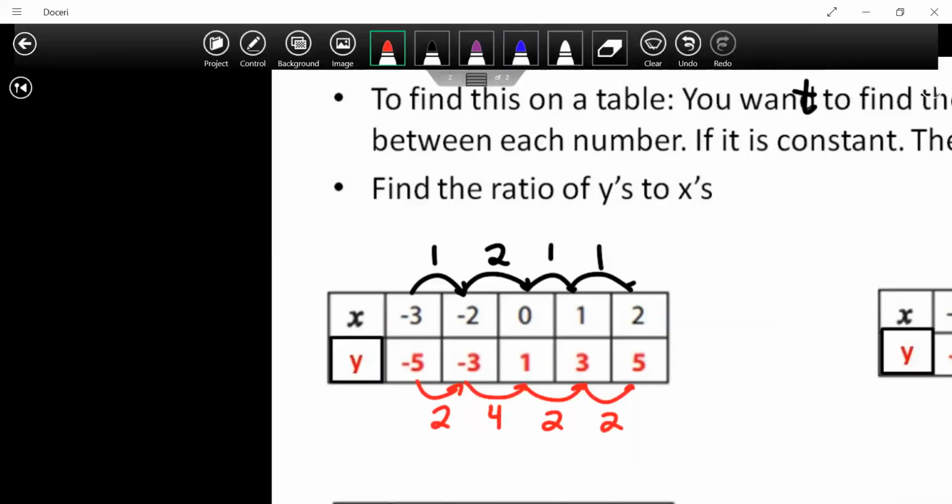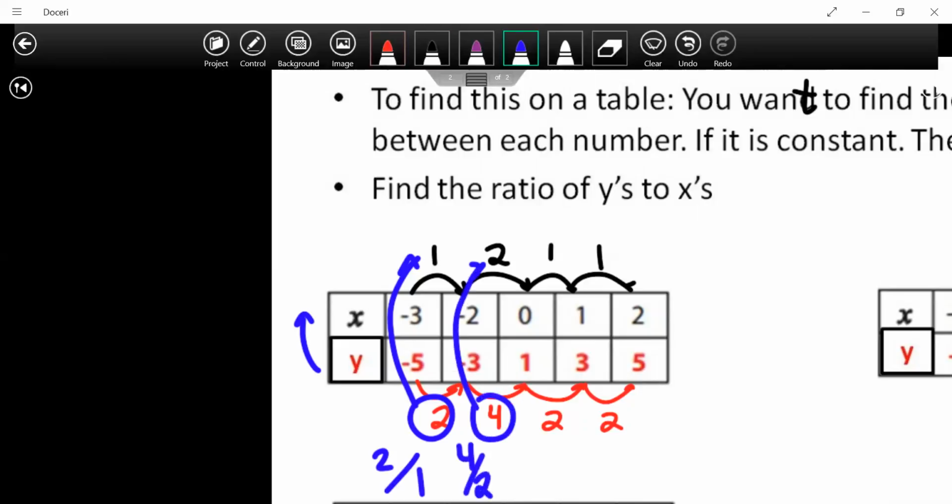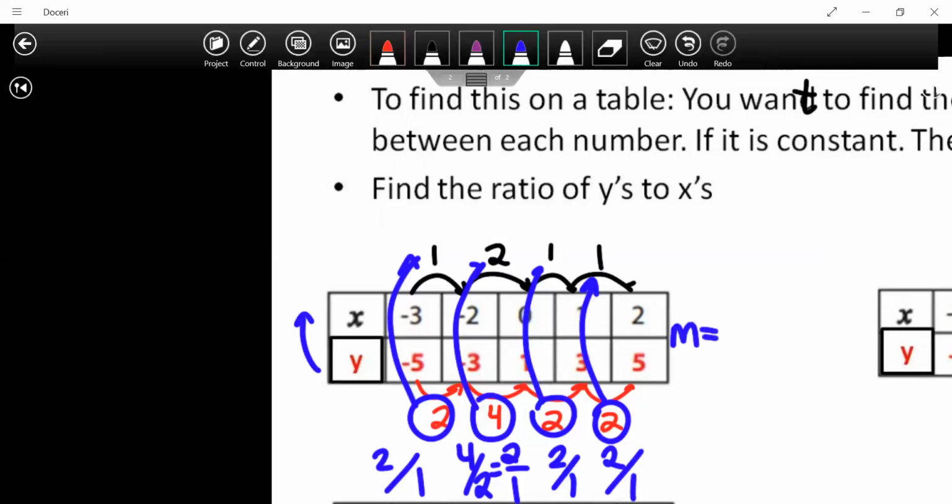From here, we have to look at the ratio. If I'm going y to x's, what is my ratio from 2 to 1? 2 over 1, right? What is my ratio of 4 to 2? Or 2 over 1, right? We can reduce that. 2 to 1. So what's my slope? 2 to 1.